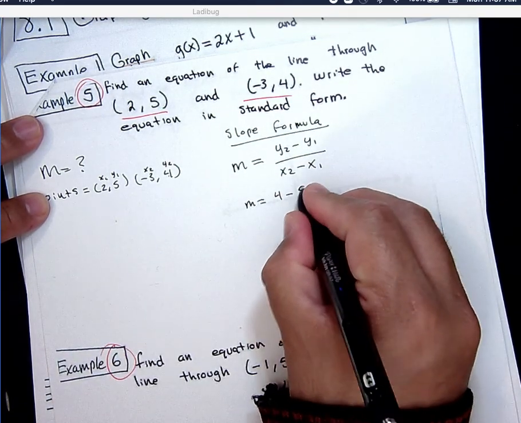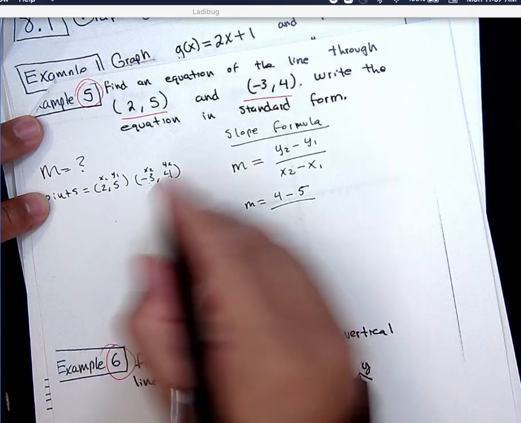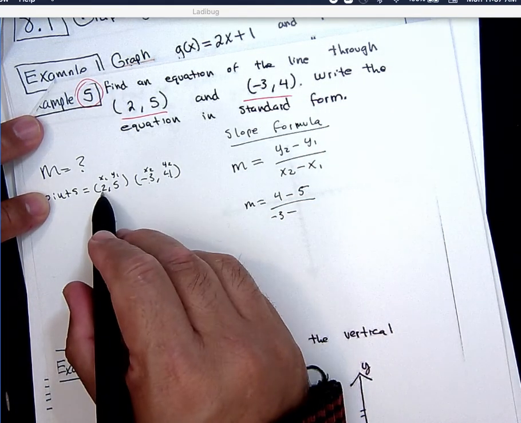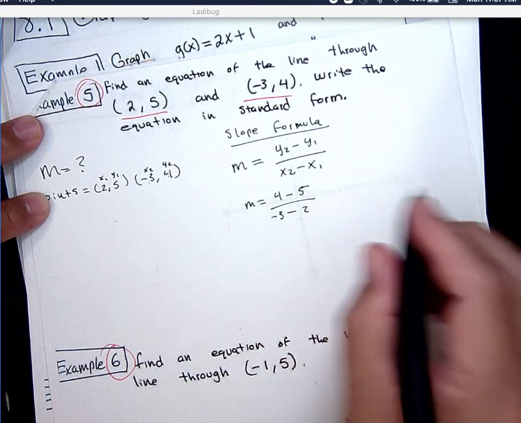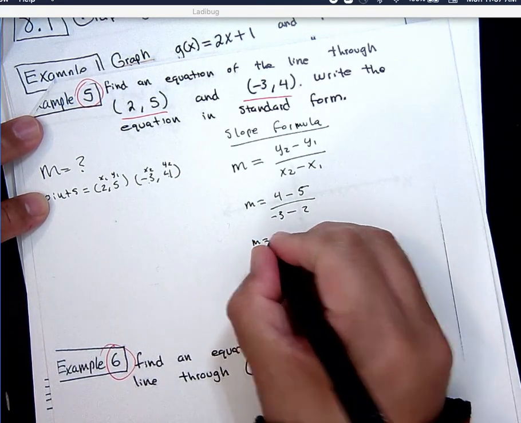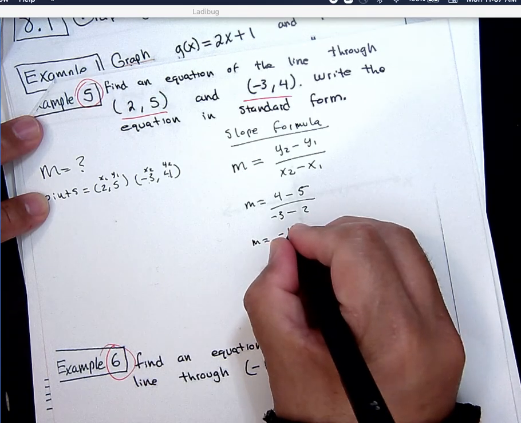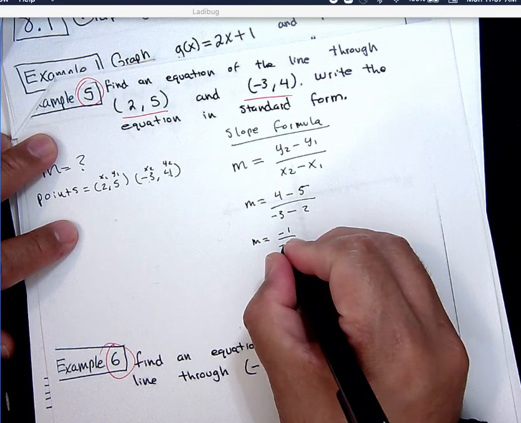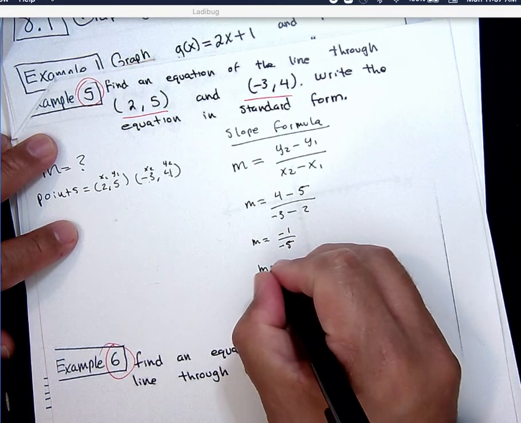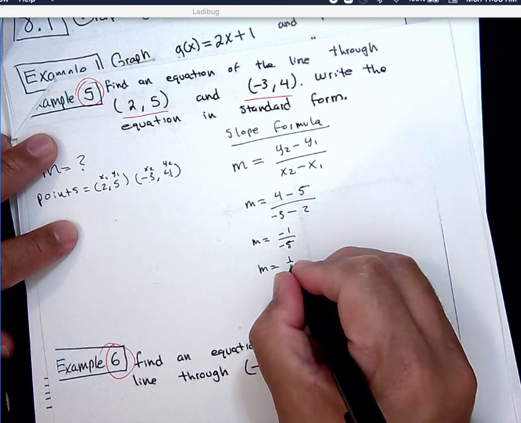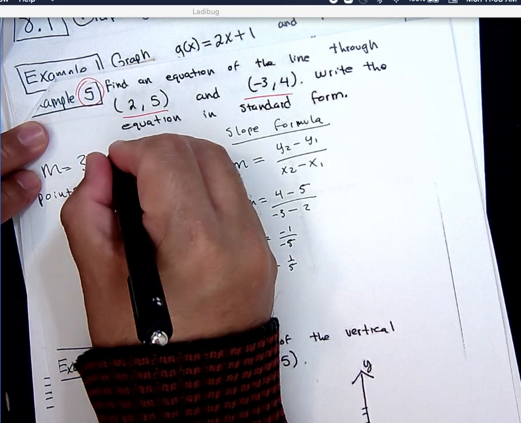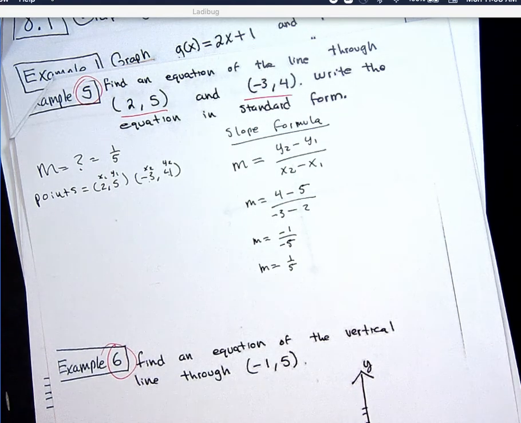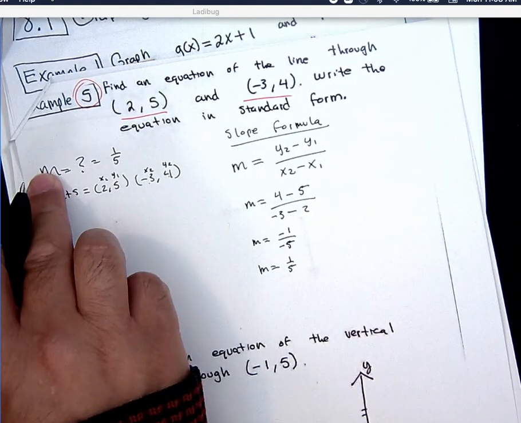y1 is 5. x2 would be negative 3. The formula has a minus, and then x1 would be 2. So the slope would be 4 minus 5, which is negative 1, over negative 3 minus 2, which is negative 5. So the slope would be negative over negative. It's 1/5. So this is 1/5 for that one. Okay, now we have the slope.